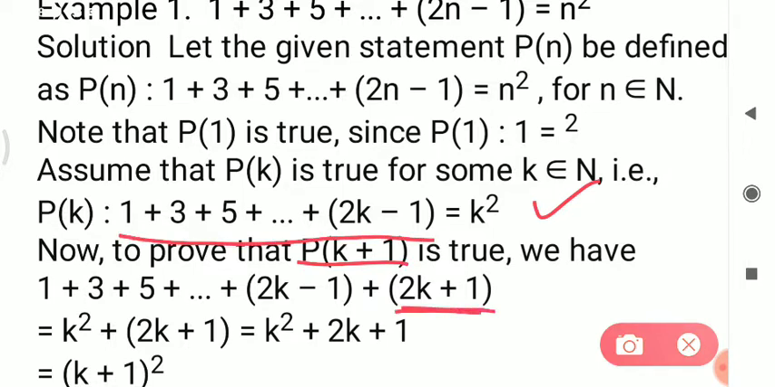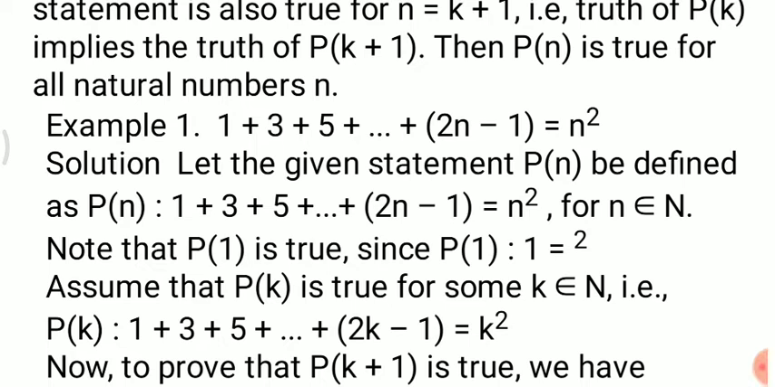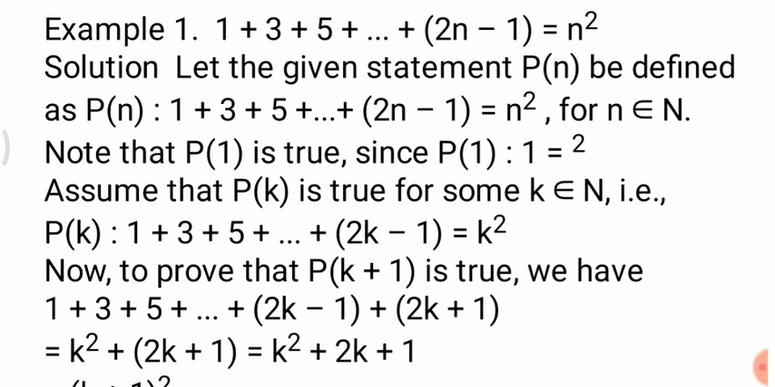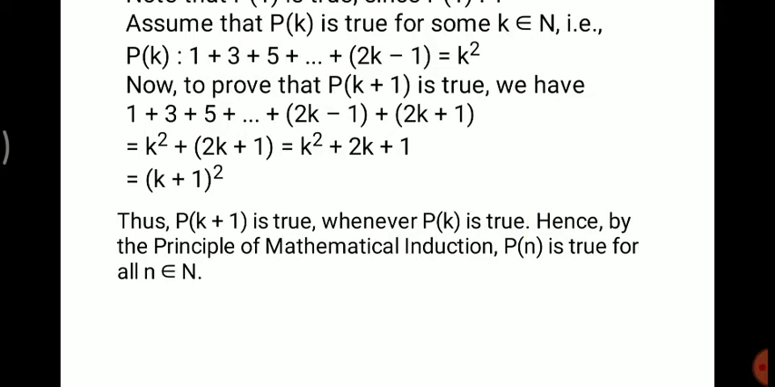The last term, the (k plus 1)th term, is added. Since we know that 1 plus 3 plus 5 up to 2k minus 1 has a sum of k square, in this k square we only have to add the last term, that is 2k plus 1, and after solving this we get (k plus 1) square. So the theorem is true for k plus 1 also. Hence the theorem is true for 1, assumed true at k and proved true at k plus 1. So it is true for all natural numbers n.